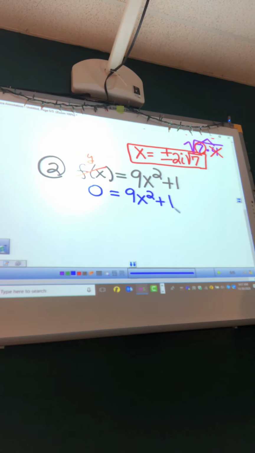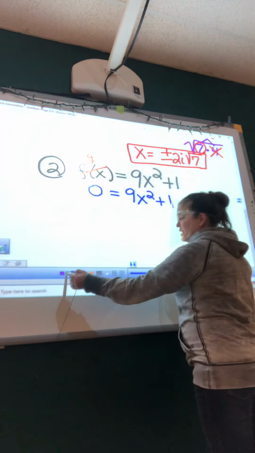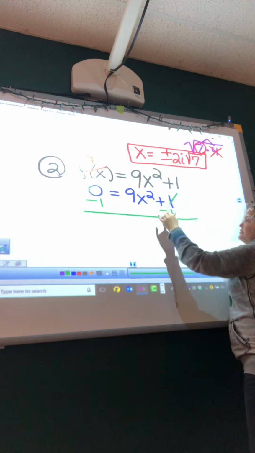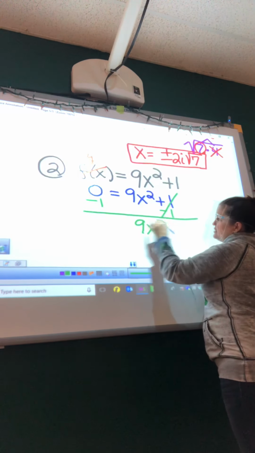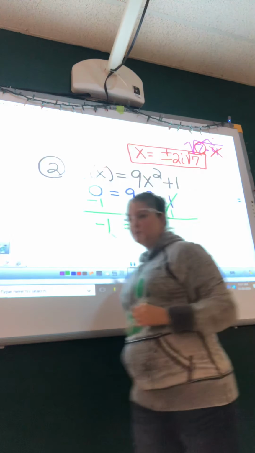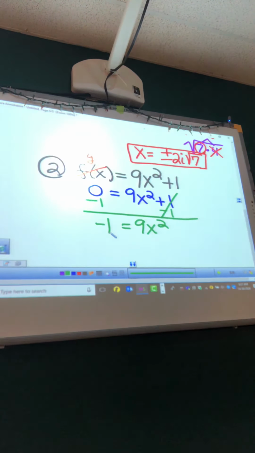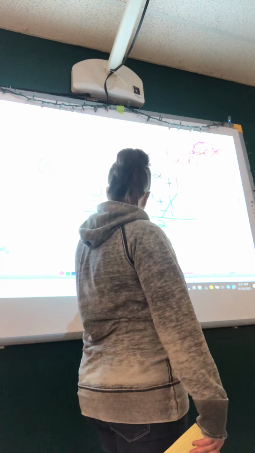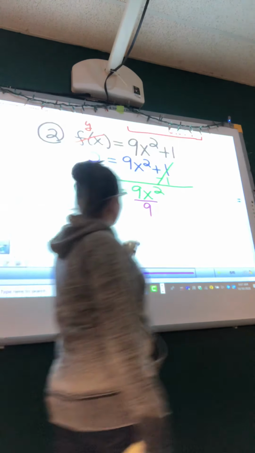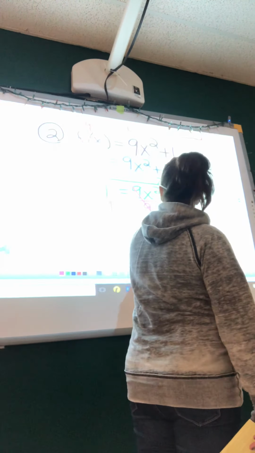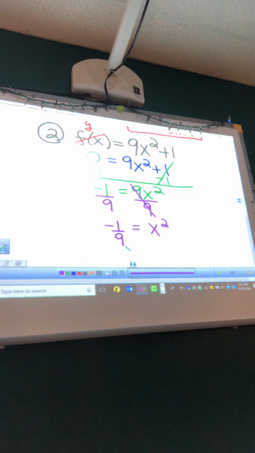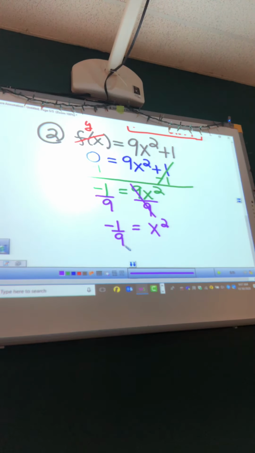What would we do first? Very good. Subtract 1. What I do to one side, I do to the other. 9x squared equals a negative 1. Next step. Divide by 9. What I do to one side, I do to the other. So then we end up with x squared equals negative 1/9. How do I get rid of that squared? Square root.